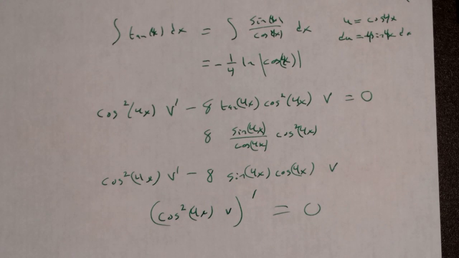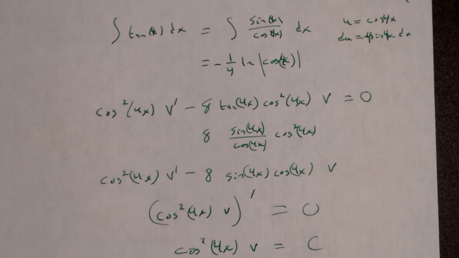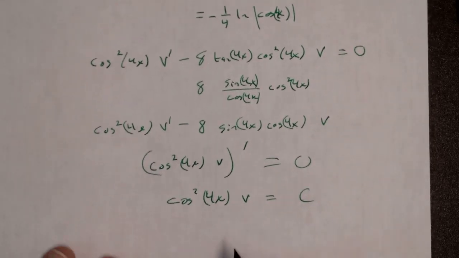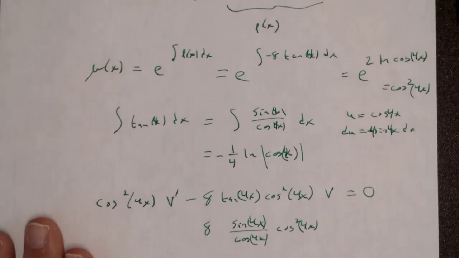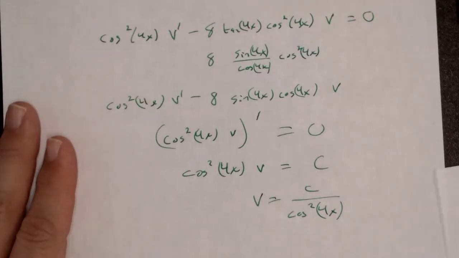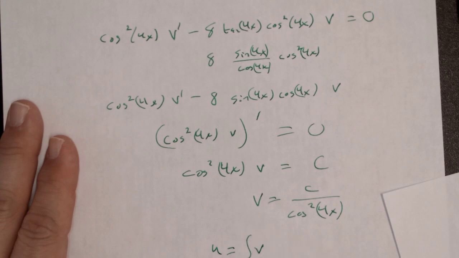So now I can integrate. And the integral is cosine squared 4x v equals constant. Right? So that means that v is constant over cosine squared 4x. That's v, right? But v was, scoot back up there, v is u prime. So I need to integrate again. To get u, I take the integral of v.